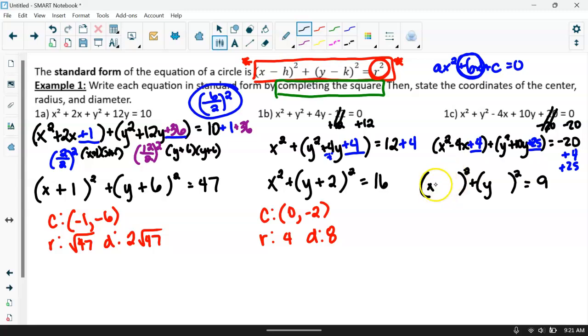So now let's go through and complete the square. So what factors multiply to get us 4, but add to get us -4? -2 and -2. So watch your signs here. Then factors that multiply to get us 25, add to get us 10: 5 and 5, so y plus 5. So now here we go. Our center here is 2, -5. The radius is 3. Diameter is 6. So remember, double your radius.